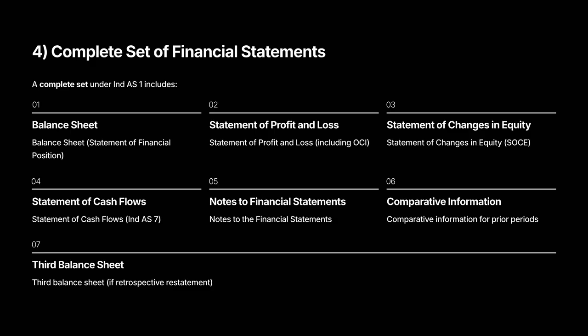Complete set of financial statements. A complete set includes these items. 1. Balance sheet, statement of financial position. 2. Statement of profit and loss, including other comprehensive income, OCI. 3. Statement of changes in equity. 4. Statement of cash flows, IND AS 7. 5. Notes to the financial statements, plus comparative information, and a third balance sheet if retrospective restatement is needed.